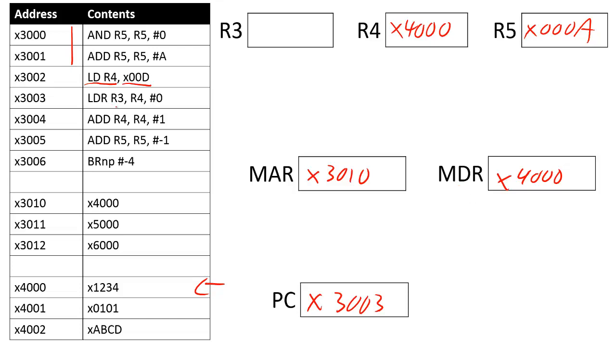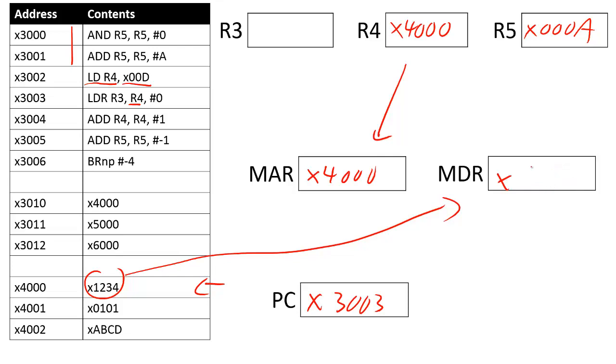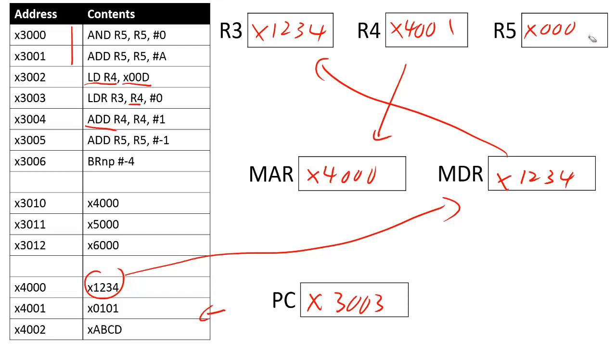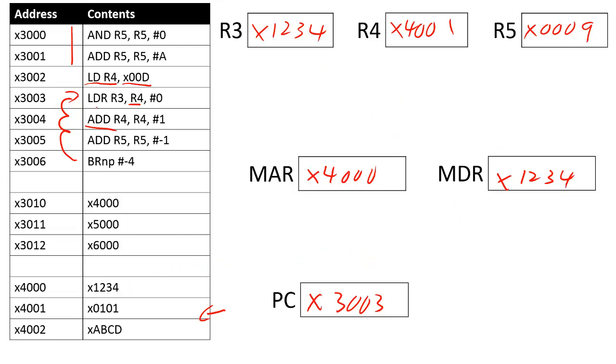Now, when I do this load register, my R4 is pointing down to x4000, so my memory address register will get x4000 from R4. Because my memory address register is pointing there, we are going to load x1234 into my memory data register. We'll store that into R3. Then we increment our array pointer, so now it is pointing one lower to this address here, and then we decrement our R5 to keep track of how many times we do this. We get to our branch, and we'll go back a few steps to redo our load instruction.